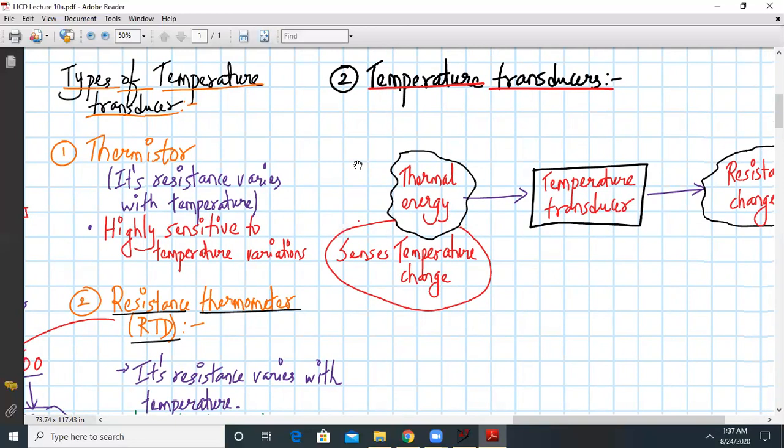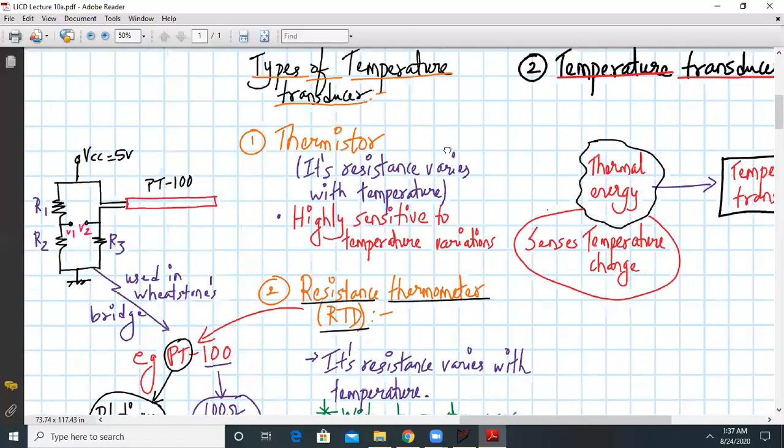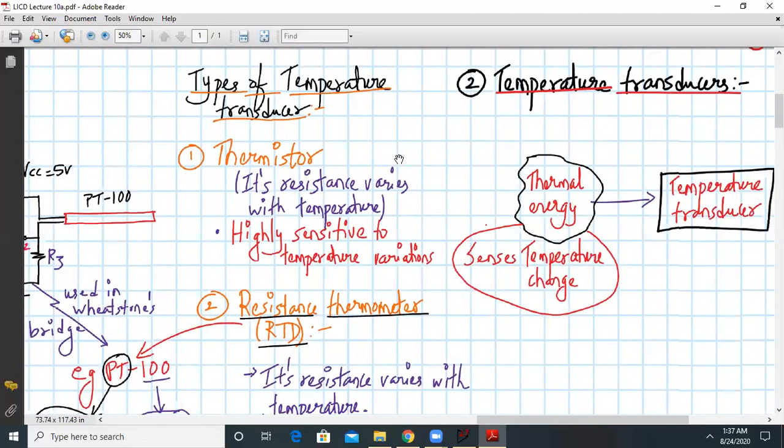Next are the types of temperature transducers. The first type is the thermistor. The special feature of a thermistor is that it is highly sensitive to temperature variations, and its resistance varies with temperature. That is the principle by which it operates. As the temperature increases or decreases, its resistance will vary. It has a negative temperature coefficient. What this means is, if the temperature increases, its resistance will decrease, and if the temperature decreases, its resistance will increase. Hence the name negative temperature coefficient.